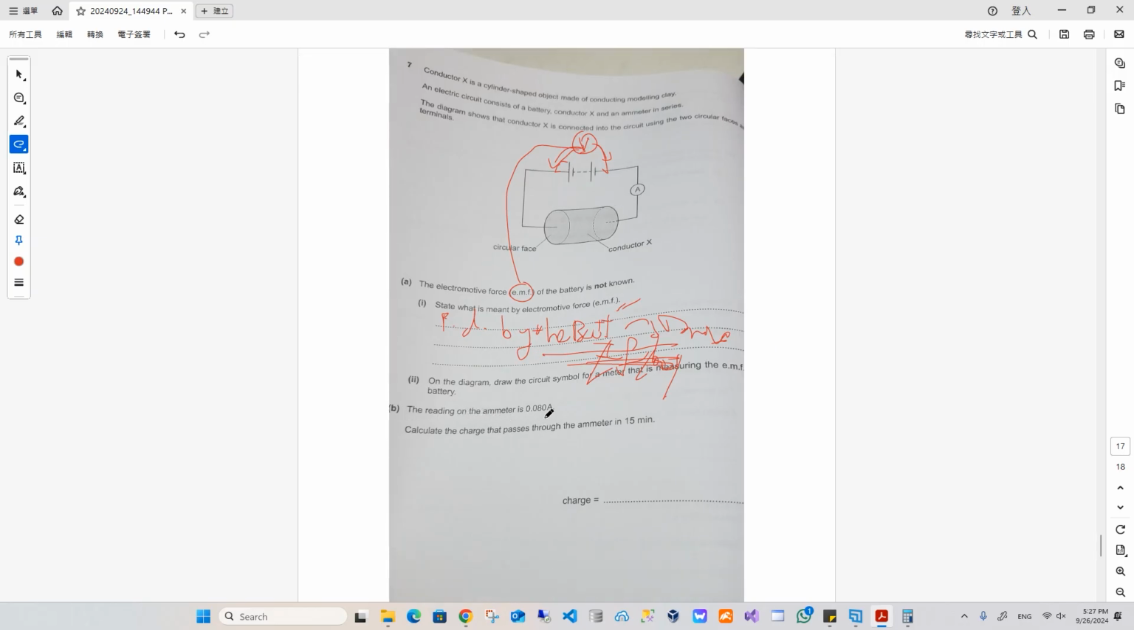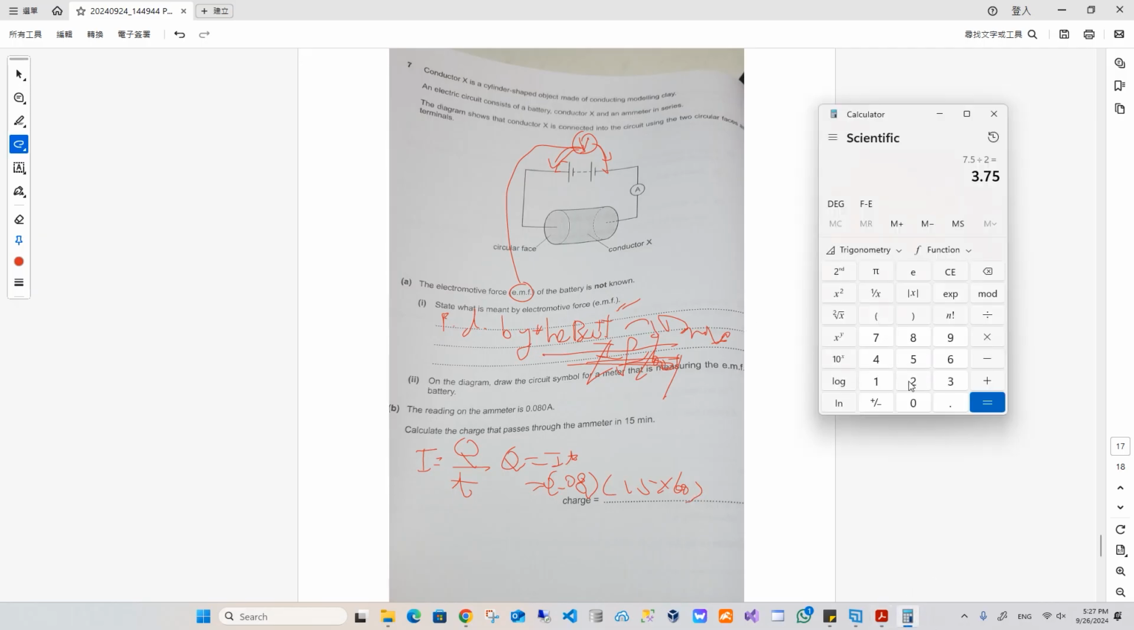The reading of the ammeter is 0.08 ampere. Calculate the charge that passes through the ammeter in 15 minutes. So, current to charge. A current is defined as the amount of charge flow per unit time, so I need the charge. So Q equals I T. I is 0.08 ampere, and T is 15 minutes, so 15 times 60 seconds.